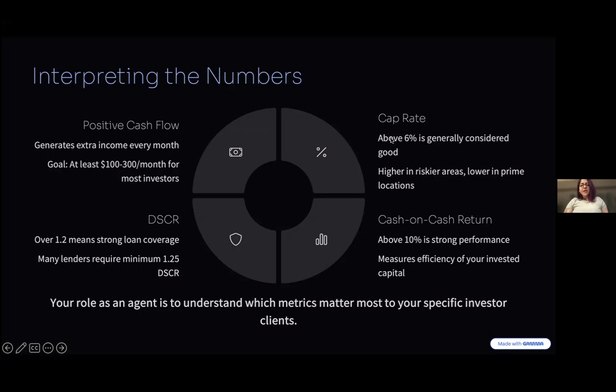Cap rate, usually a cap rate above 6% is considered good. I will say cap rates are a little bit confusing to some, myself included. My husband is usually the one that does some of these cap rate metrics, because 6% if you're buying is considered a good deal. If you're selling, you want your cap rate to be a bit lower, but you want to find that happy in between, as far as cap rate goes.